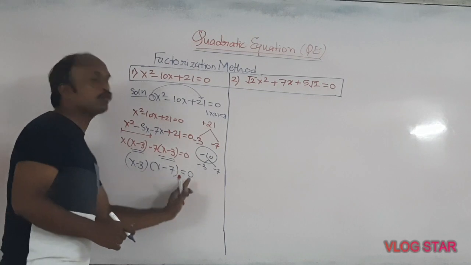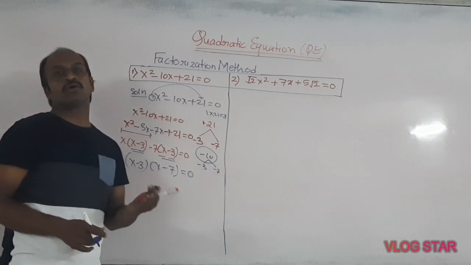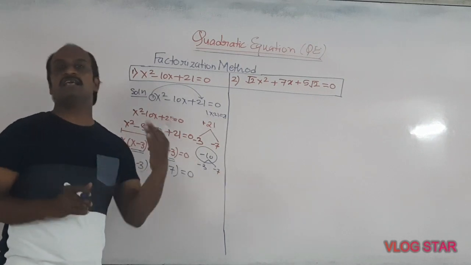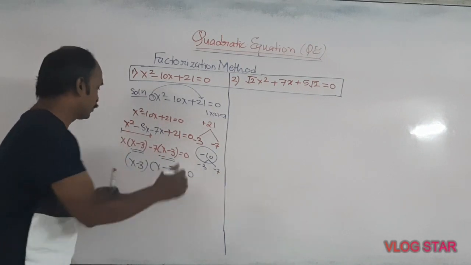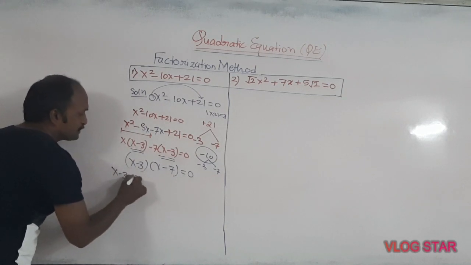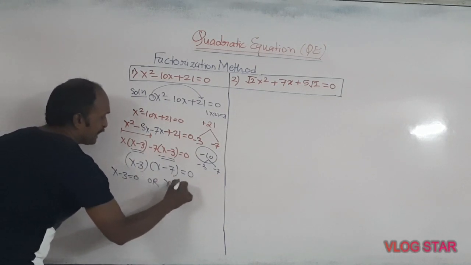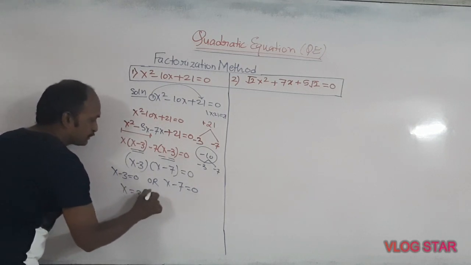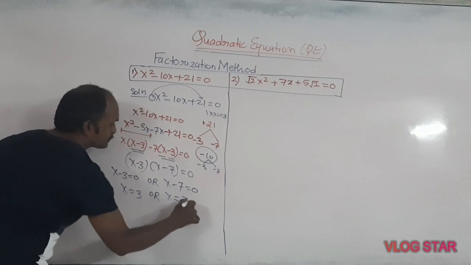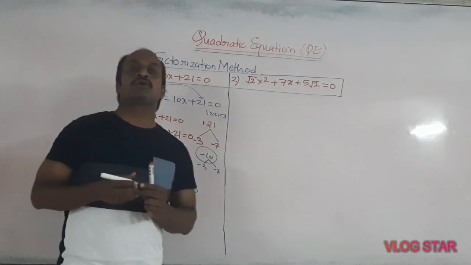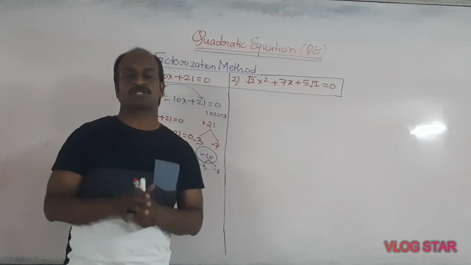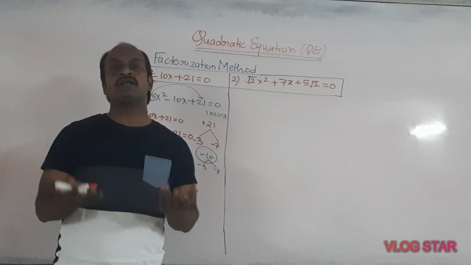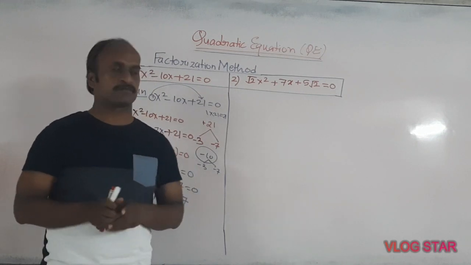So it is a into b is equal to 0, and we know the zero product property: if a into b is equal to 0, then either a is equal to 0 or b is equal to 0. That means x minus 3 is equal to 0 or x minus 7 is equal to 0. Take this 3 on the right side, x is equal to 3 or x is equal to 7. So we have got two solutions of this quadratic equation, that is 3 and 7. Why two solutions? Because it's a quadratic equation, it must have two solutions.